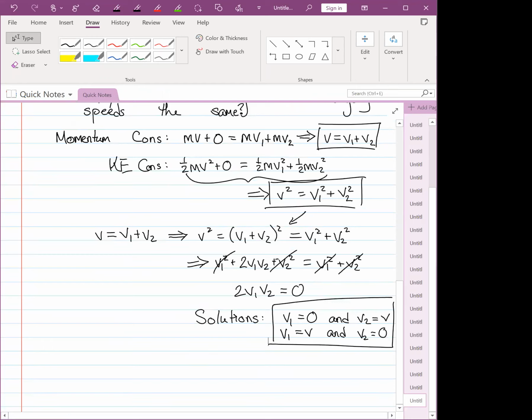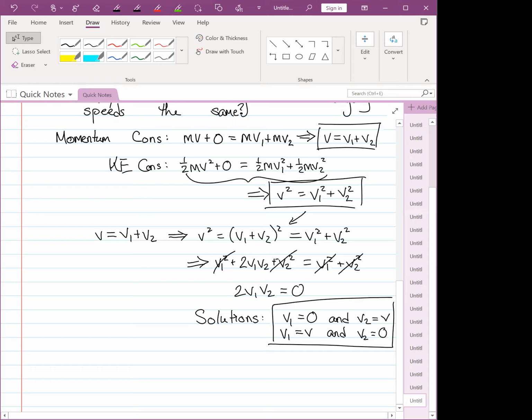By the way, the case where one block misses the other, that's also an elastic collision. v1 and v2 are the final velocities of the blocks after the collision. The situation where one block misses the other block and they just sail on by, not touching each other, is also an elastic collision, in the sense that momentum is conserved and kinetic energy is conserved, right? Those are both still true.